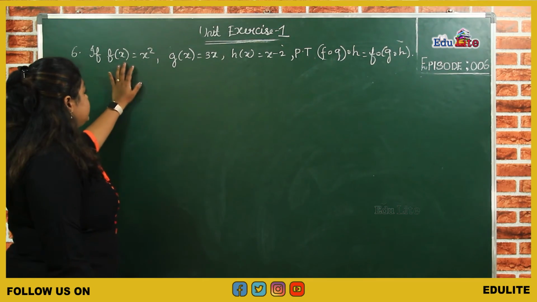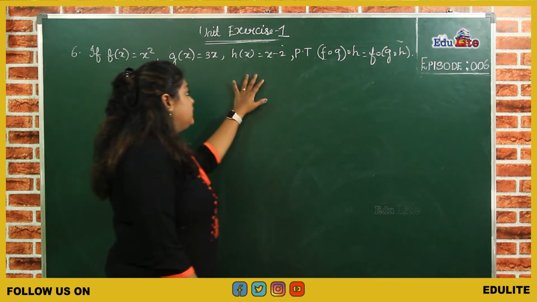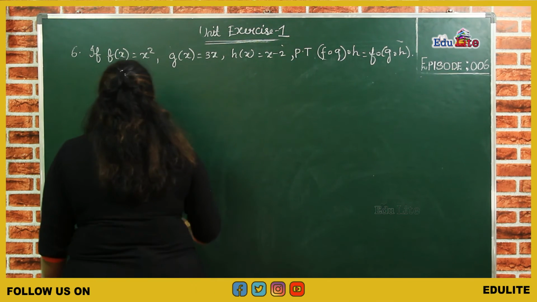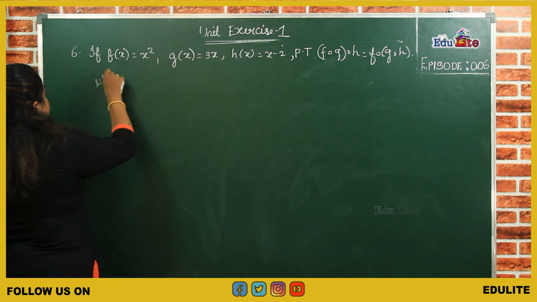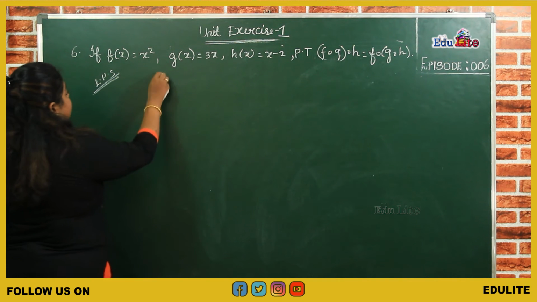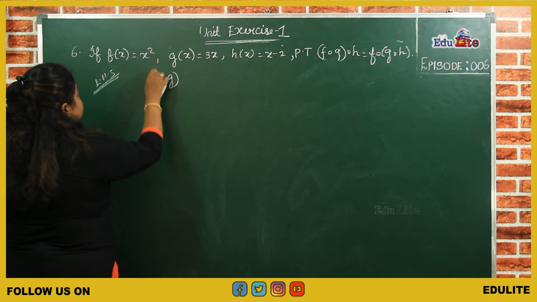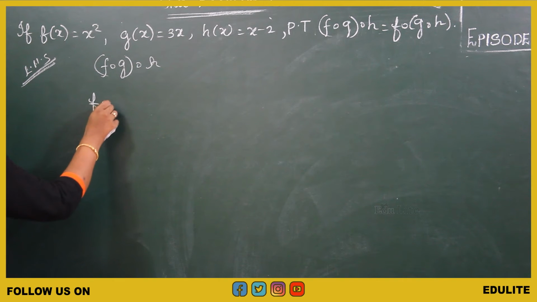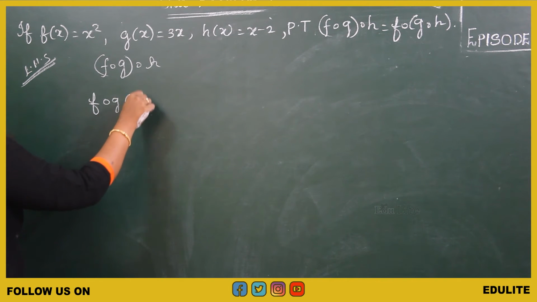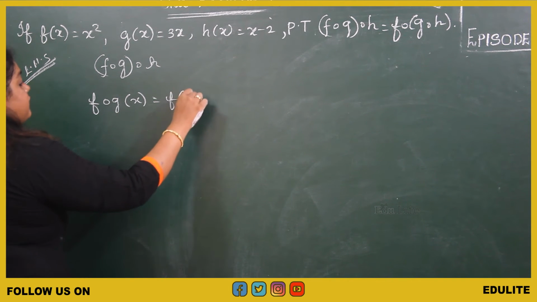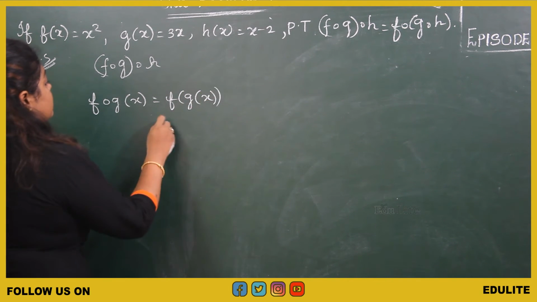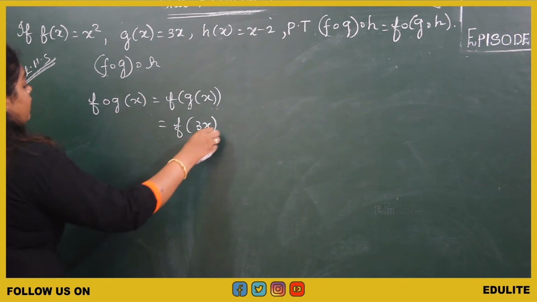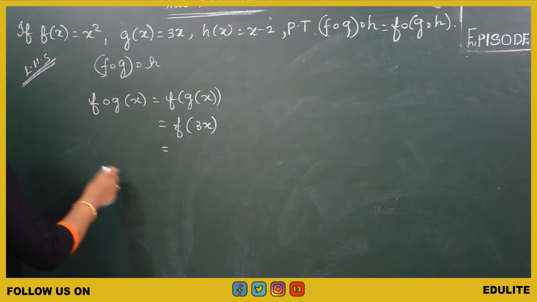Now f of x equals x square, g of x is 3x and h of x equals x minus 2. We have to prove this. We will do the left hand side first, then check it with the right hand side. The left hand side is given as f composite g composite h. First we will find the portions within the brackets. F composite g with respect to x can be written as f of g of x. First g of x is 3x, so f of 3x. Now we have to use the function f, x square.